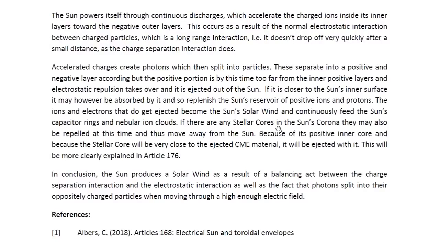Now, if there are any stellar cores in the sun's corona, they may also be repelled at this time and thus move away from the sun. And because stellar cores have positive inner cores, they will be repelled by the corona, just like the CME material, and therefore be ejected. And this will be explained a bit better in my next article, article 176.